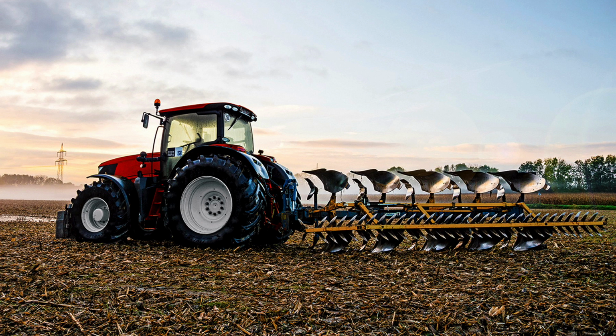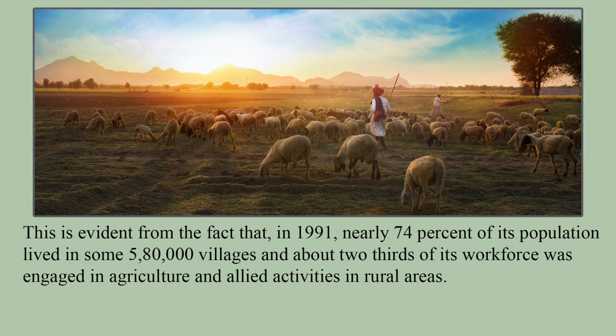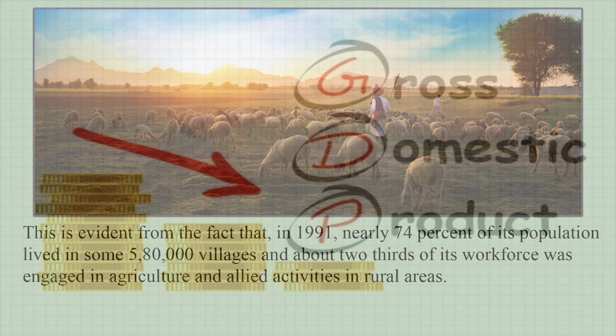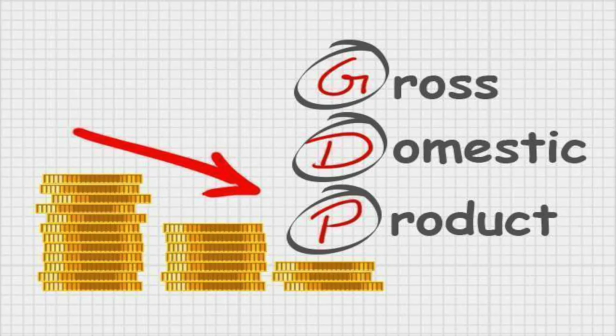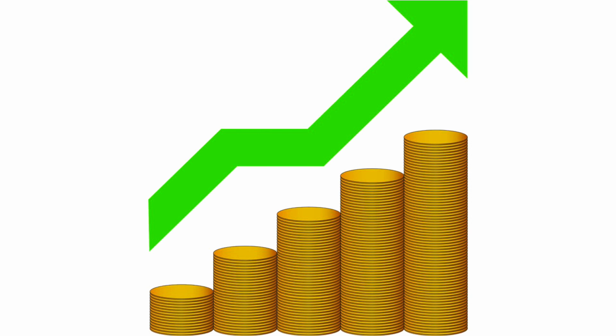These cultivators are now using modern agriculture implements and high yielding varieties of seeds and fertilizers. This is evident from the fact that in 1991, nearly 74% of its population lived in some 5,80,000 villages, and about 2/3 of its workforce was engaged in agriculture and allied activities in rural areas. Agriculture and allied activities contributed about 29% of India's gross domestic product, that is GDP, at factor cost at the current prices in 1994 and 1995.